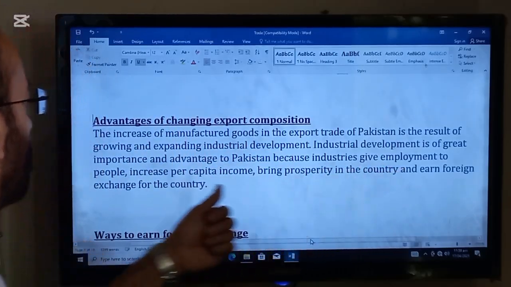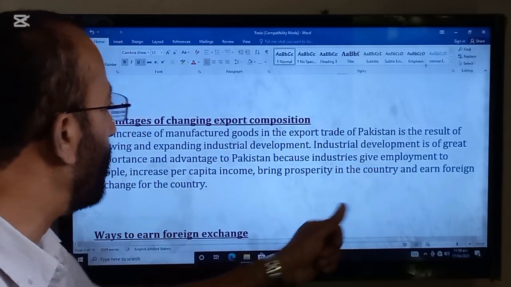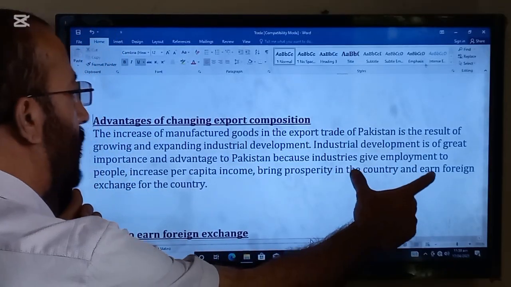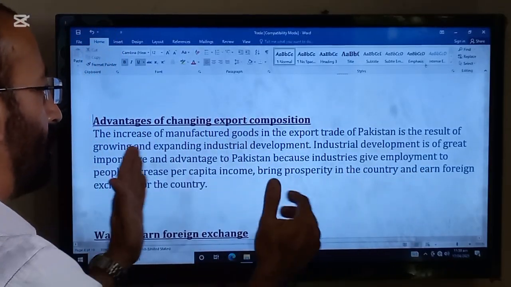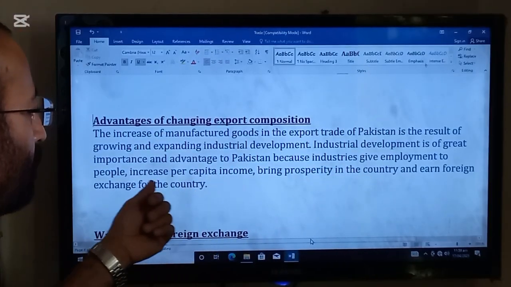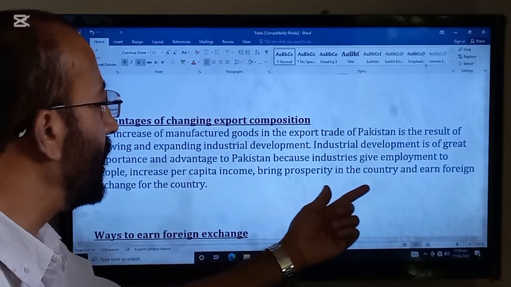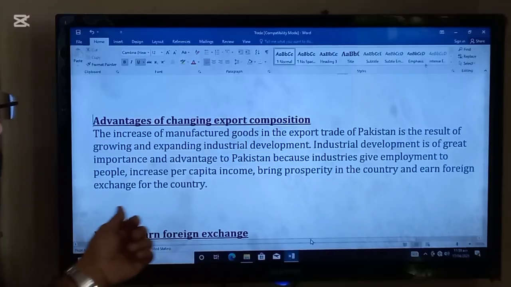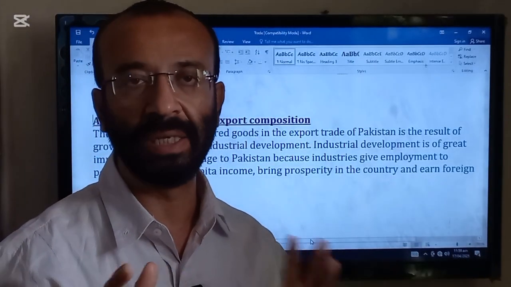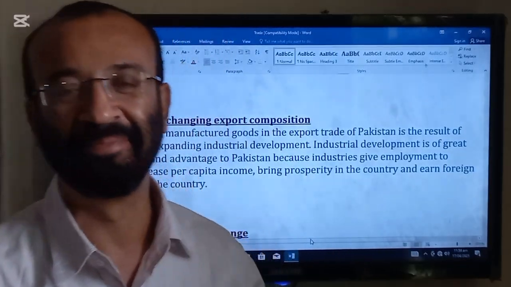Industrial development is of great importance and advantage to Pakistan. So now here are the advantages, because industries give employment to people. This is the first advantage of changing the export composition of Pakistan. Increase in per capita income, that is, per capita income is increasing. This is another advantage. Bring prosperity in the country and earn foreign exchange for the country. So these are some benefits of changing the composition of the exports in Pakistan.